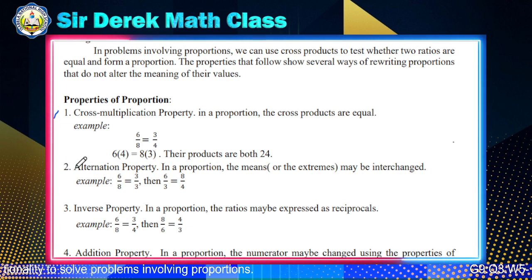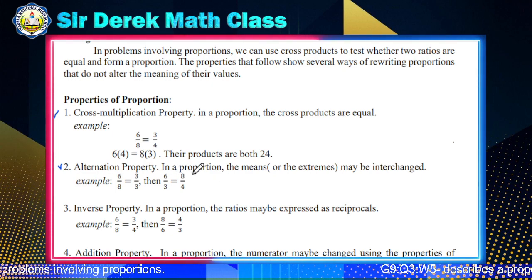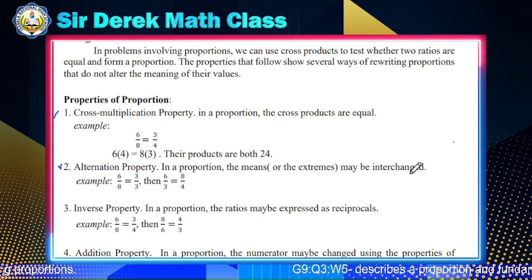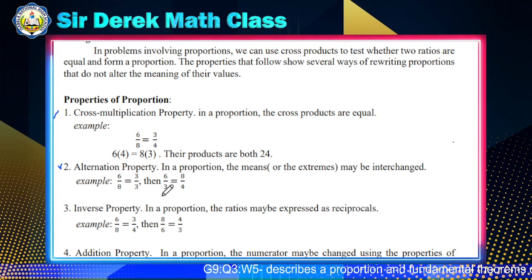The second is alternation property. Ito yung alternation property. In a proportion, the means or extremes may be interchanged. Okay. So, ito rin yung sinasabi ko din na consistency.